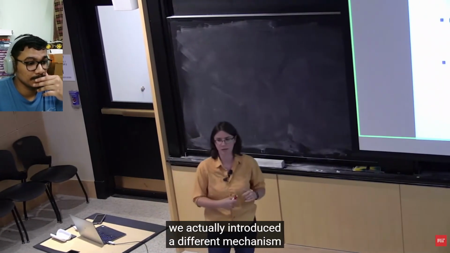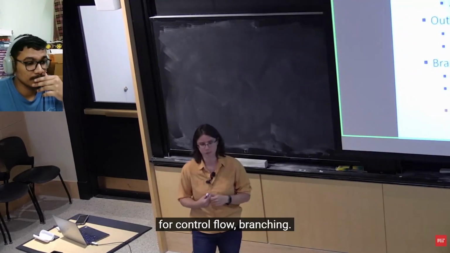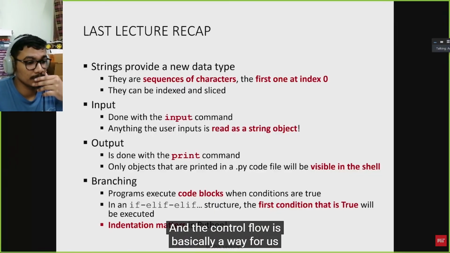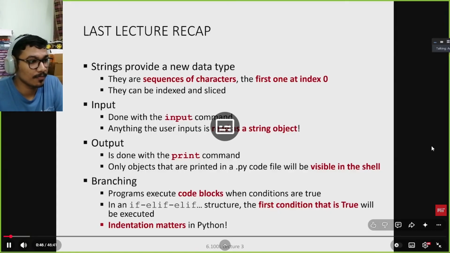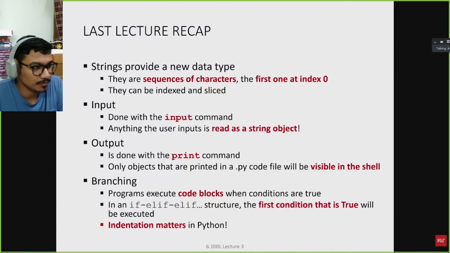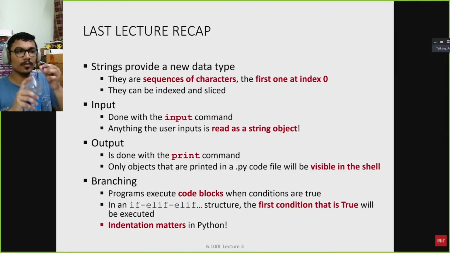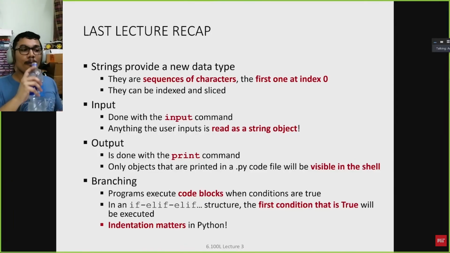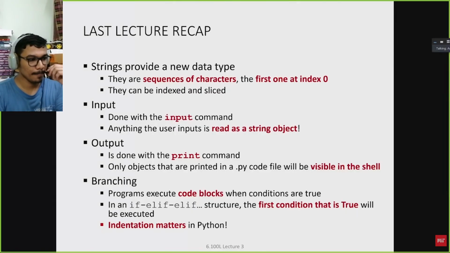Last lecture we actually introduced a different mechanism for control flow, branching. And control flow is basically a way for us to tell Python not to go systematically through the code. Branching was a way for us to tell Python, hey, based on some condition being true or false, either evaluate some set of code or another set of code, right? Which was not going linearly. We were actually kind of skipping around through the code. That's what we learned at the end of the lecture, but we also learned about input and output, a way for us to write interactive programs.